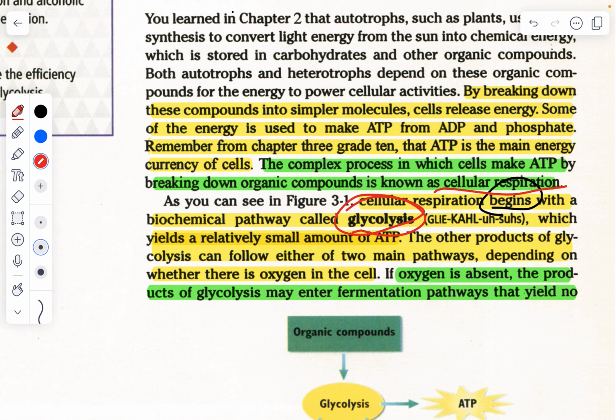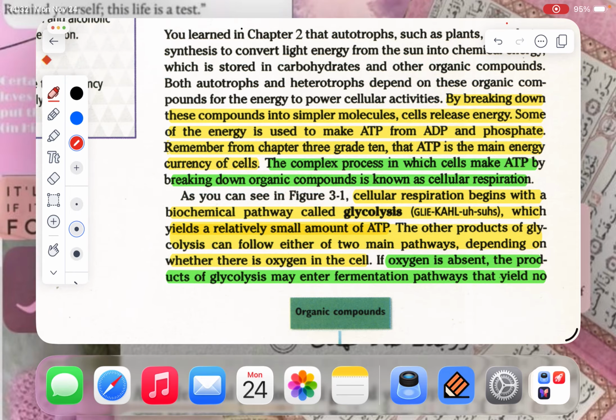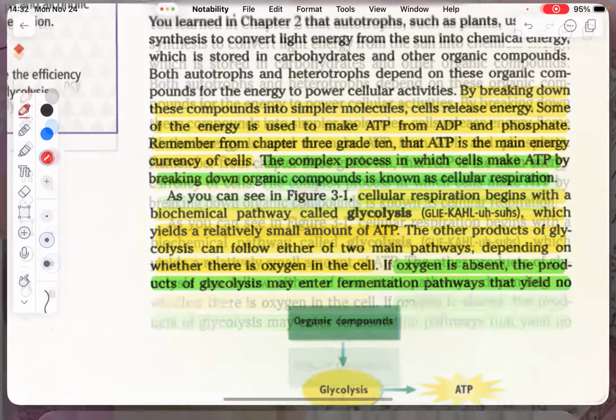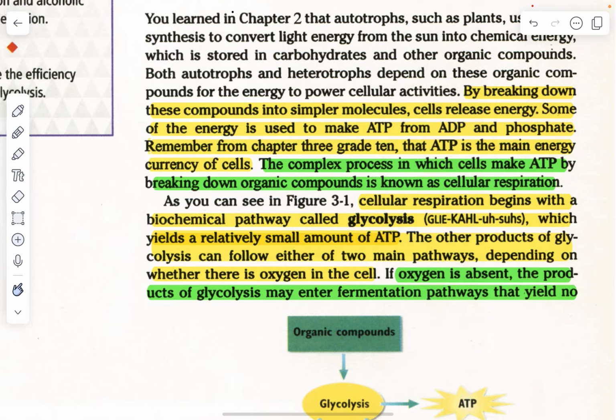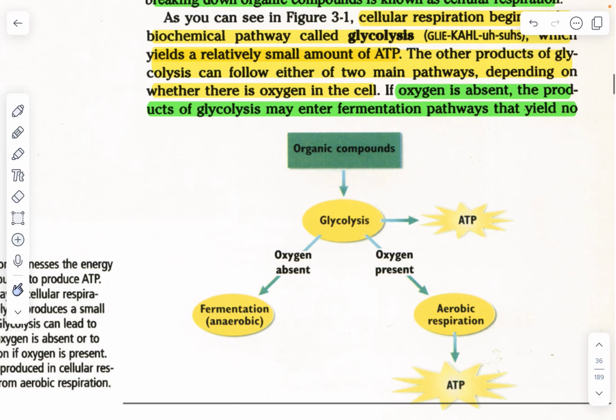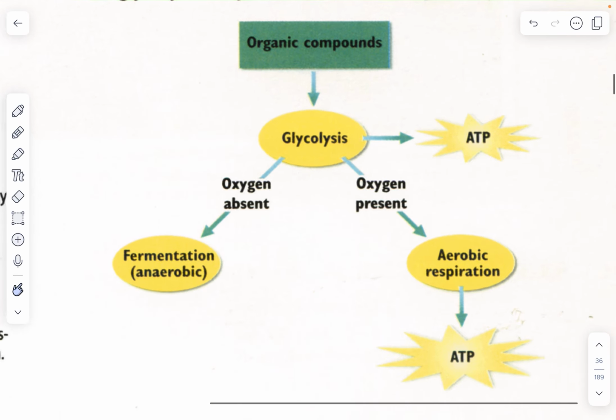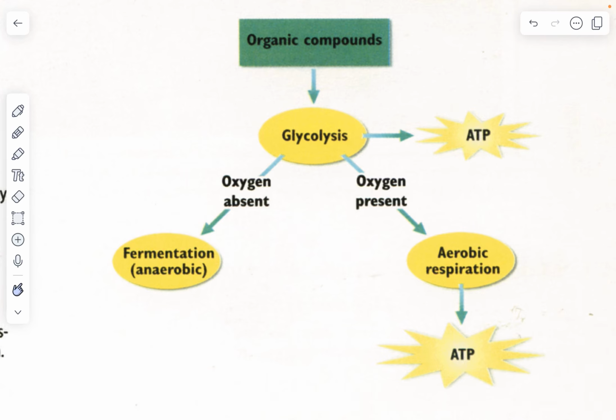So glycolysis yields a relatively small amount of ATP. The other product of glycolysis can follow either of two main pathways, depending on oxygen availability and whether there is oxygen in the cell. Let's look at the diagram. We have the glycolysis process and the cellular respiration pathway.